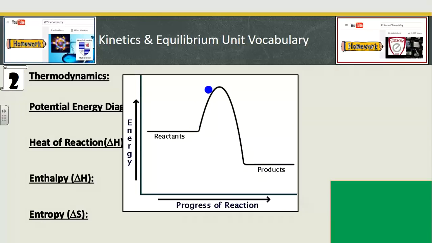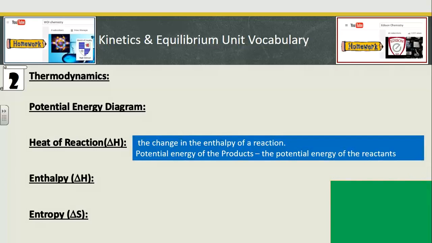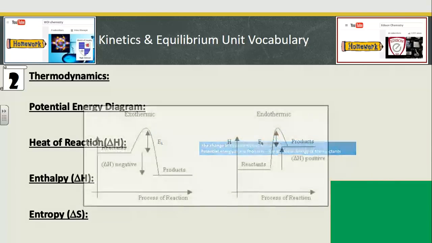The heat of reaction is the difference between the reactants and the products. You find that by taking the energy of the products on the right-hand side and subtracting the energy of the reactants from the left-hand side. If you get a positive number, the reaction is endothermic. If you get a negative number, the reaction was exothermic.